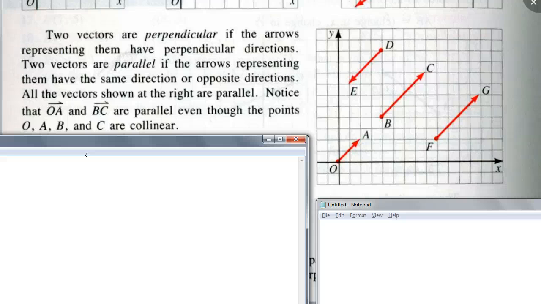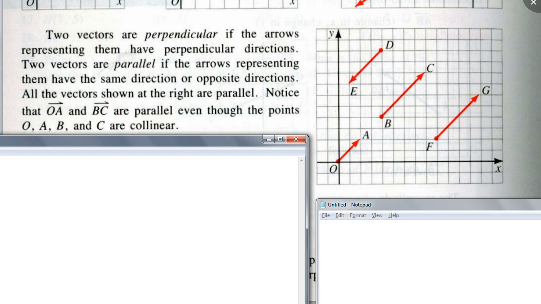Yeah. So even though they're collinear, they're still parallel as long as they're going in the same direction. Does that make sense? And they could also be opposite. So Hannah, no? Okay, look. What is the direction that it's going here? Do you see how they're all going the same direction, Hannah?